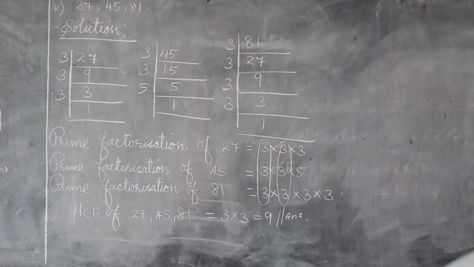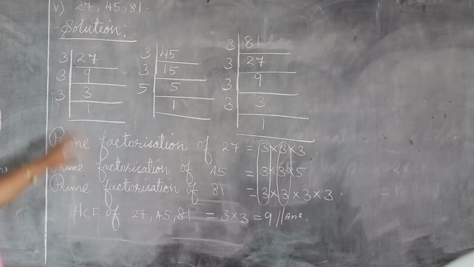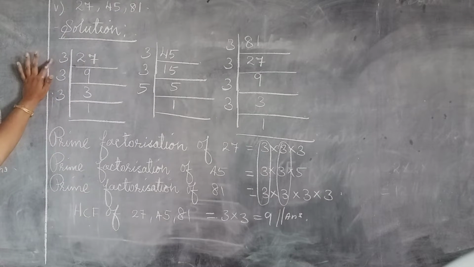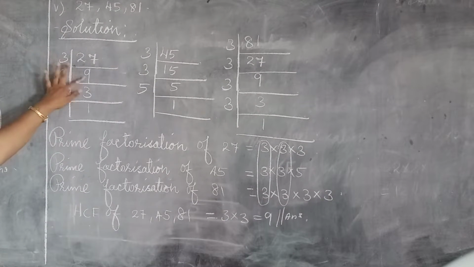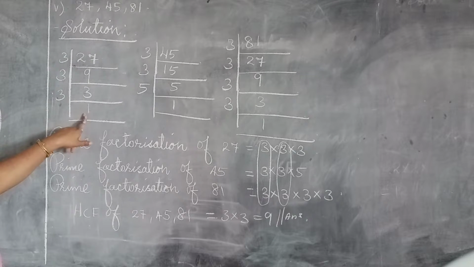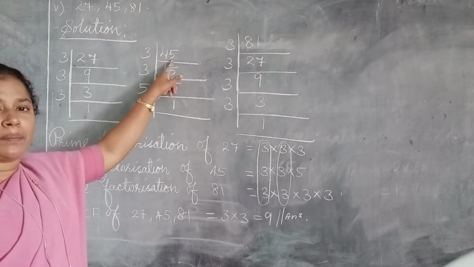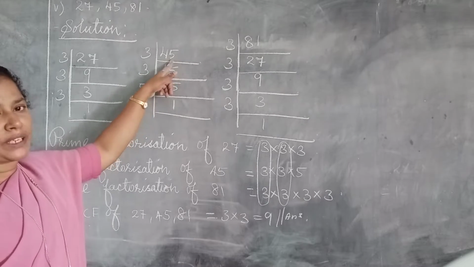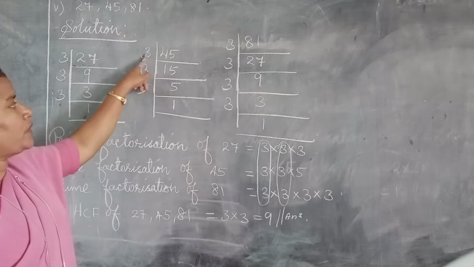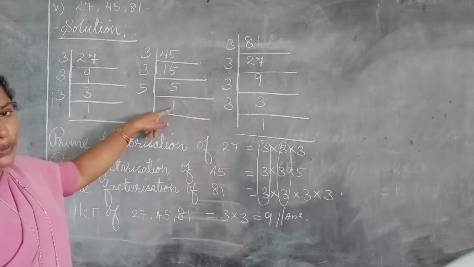Fifth sum, 3 numbers are given: 27, 45, 81. So we are finding the solution. 27 can be divided by 3 table. So 9 3s are 27. Again 3 3s are 9. Again 3 1 is 3. Now 45. That means 4 plus 5 when we add it we get 9. 9 is the multiple of 3. So 3, 15 3s are 45. Again 3 5s are 15. Again 5 1 is 5.